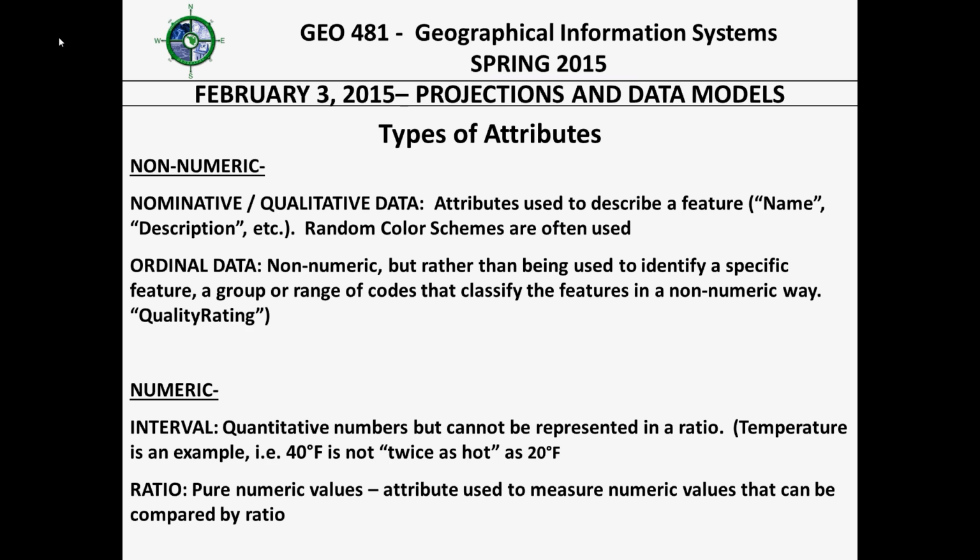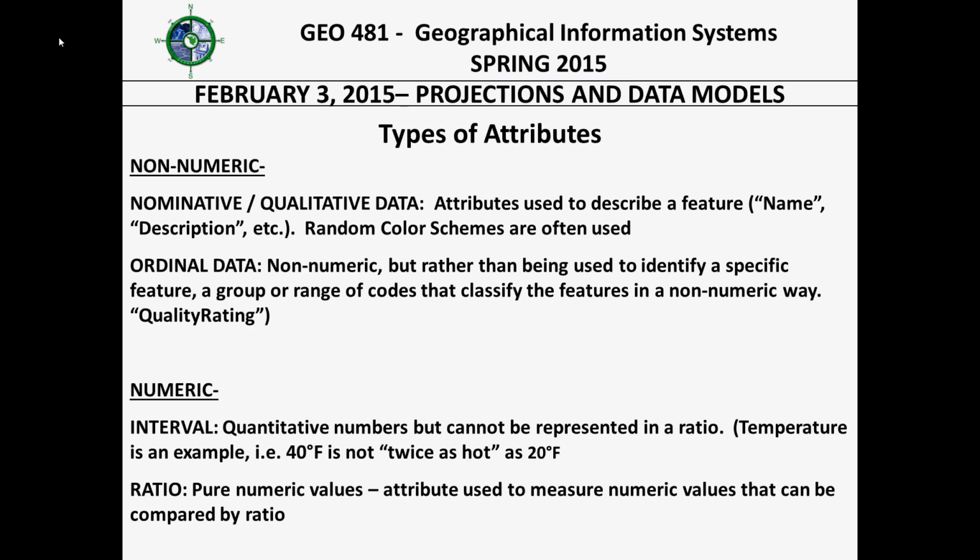So numeric, differing from that, is an attribute that does have a mathematical side to it. And we have interval and ratio. Ratio is the easy one, we'll get that out of the way. Anything that can be added, subtracted, and multiplied is a ratio value. And to do that, it has to have a real 0 point.